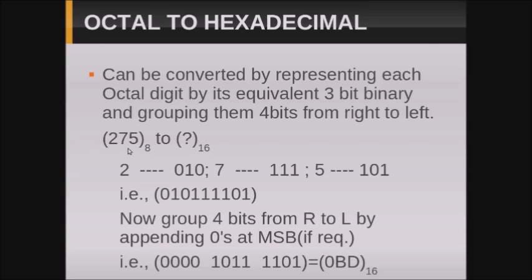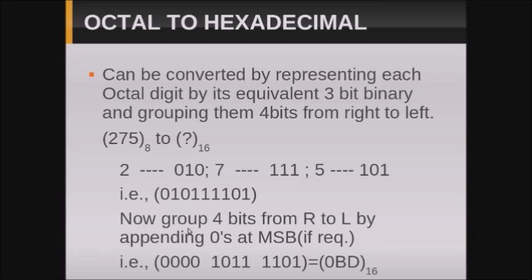Here I have taken 275, which is an octal number. Now I have to convert it into hexadecimal form. What is the first step? I have to represent every digit of this octal in binary form, that is in 3 bits. So 2 is represented by 010, 7 by 111, and 5 by 101. Now club the 3 groups, that is 101, 111, and then 010.